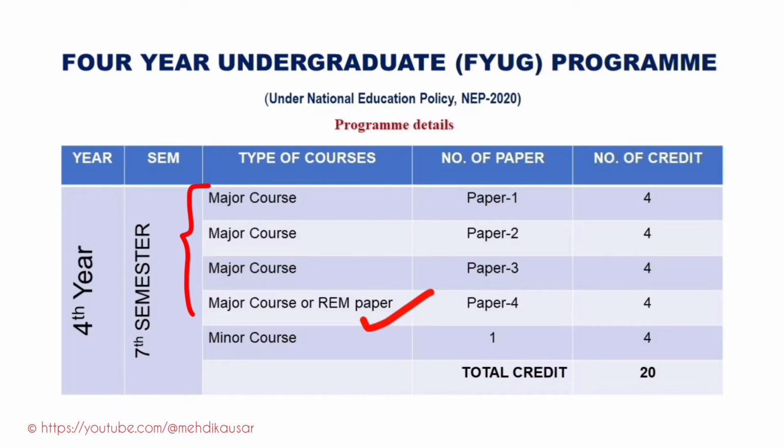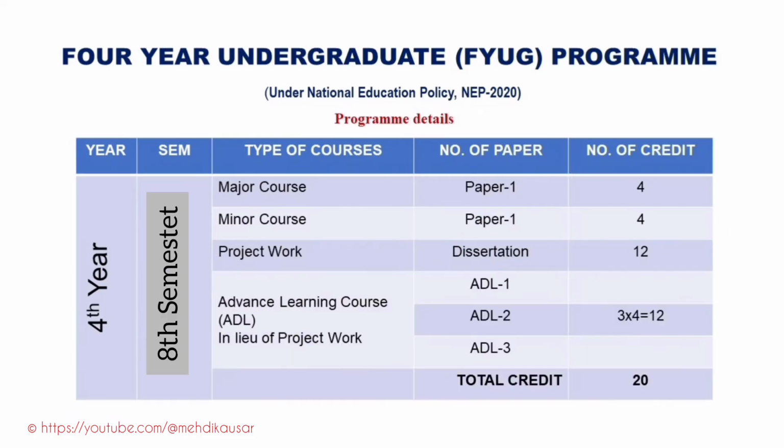The students who are interested in research can take this paper in lieu of the paper 4 in 7th semester. In addition to that, there will be 1 paper from the minor course. All papers have 4 credits and in total there will be 20 credits. In the 8th semester, that means in the last semester, there will be 1 paper from major course, 1 from the minor course, each having 4 credits, and a dissertation or project work having 12 credits.